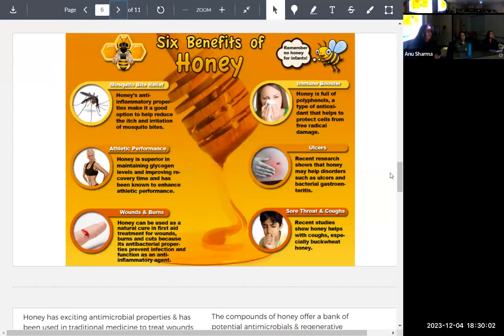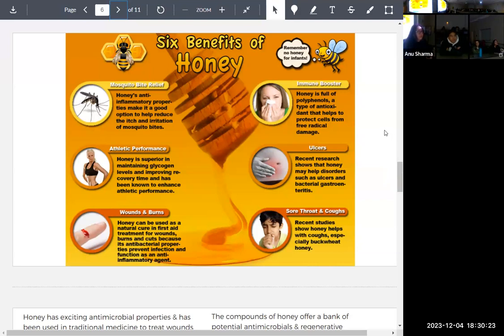6 benefits of honey: mosquito bite relief. Honey's anti-inflammatory properties make it a good option to help reduce the itch and irritation of mosquito bites. Try it next time you get one, I swear. If you're out of any kind of aloe vera or any kind of product that you put on your mosquito bite, you'd be surprised how much honey actually works.